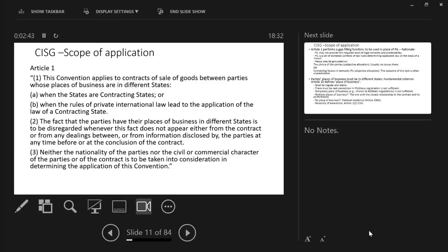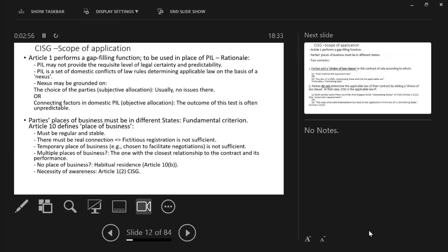So, places of business. This is really your key piece. Where are the places of business of the two parties to the transaction? And if we think about places of business, Article 10 defines place of business: regular and stable, must be real, connection. Temporary place of business is not sufficient. Multiple places of business: the one with the closest relationship to the contract. Habitual residence, where not otherwise apparent.